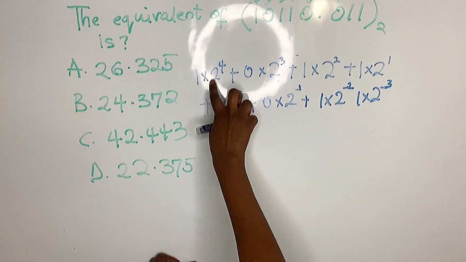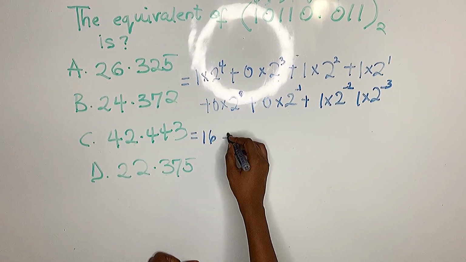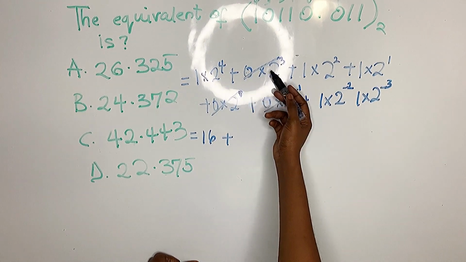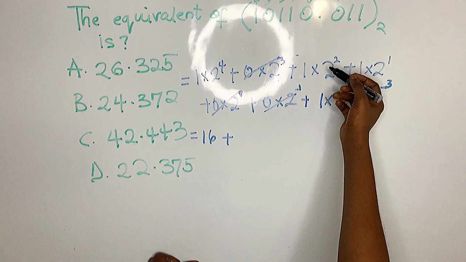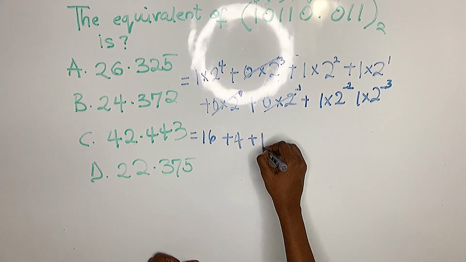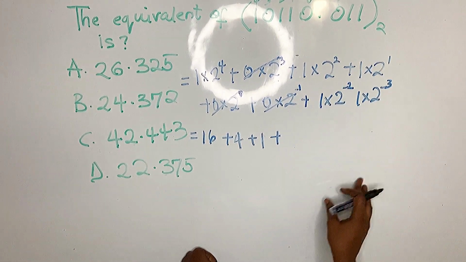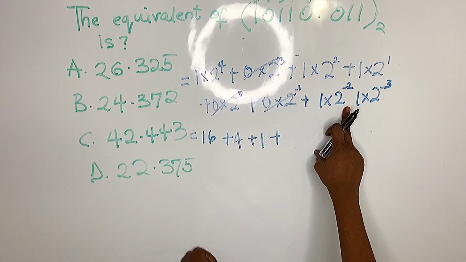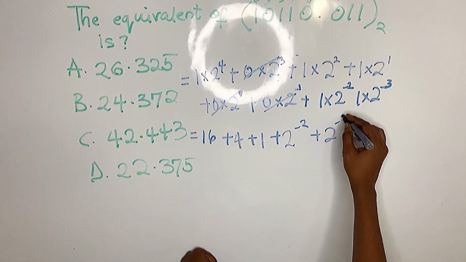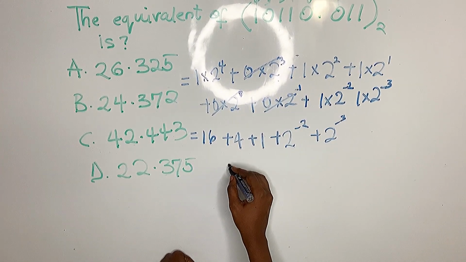So now let's simplify this. 2 raised to the power of 4 is 16. So we have 16 plus, this one times 0 cancels out. Anything that has 0 basically cancels out. Then 1 times 2 raised to the power 2, and 2 raised to the power 2 is 4. So we have 4 plus 1, plus 1 times 2 raised to the power minus 2. Now anything multiplied by 1 is the same number, so this is the same thing as 2 raised to the power minus 2, plus 2 raised to the power minus 3. Then 16 plus 4 plus 1 is 21.